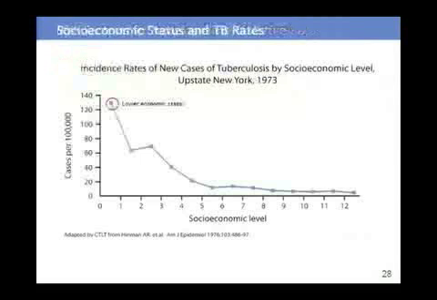A couple of examples of looking at proxies for measuring stress. Here is an example from upstate New York in the early 1970s. And what we see here are the incidence rates of new cases of TB by socioeconomic level. What the authors state is that socioeconomic status is a good proxy for measuring a person's stress level. People with the lowest socioeconomic status are assumed to be the most stressed, and as you can see here, they have the greatest rates of TB compared to those in the highest socioeconomic status, who have very low rates of TB. And similar numbers are seen throughout the world.